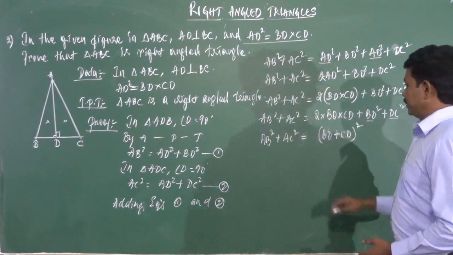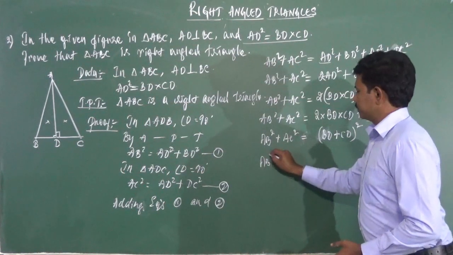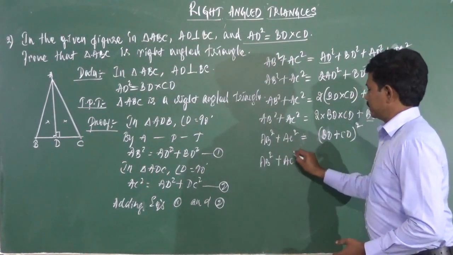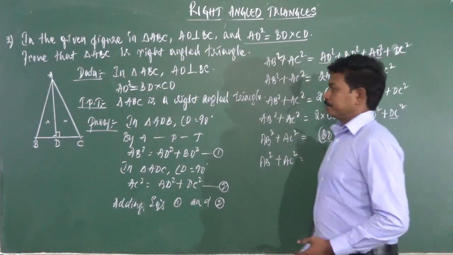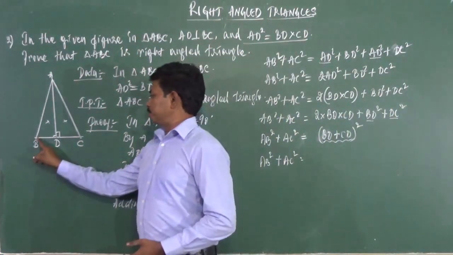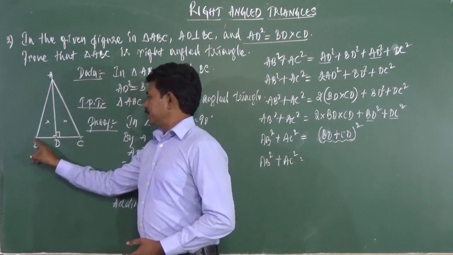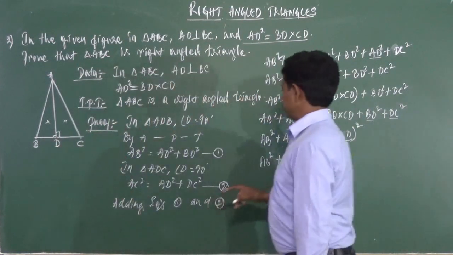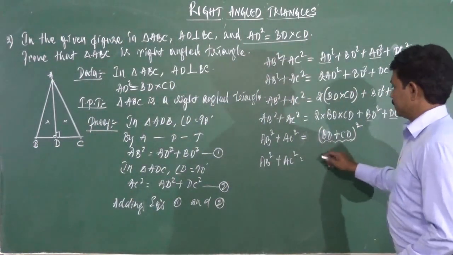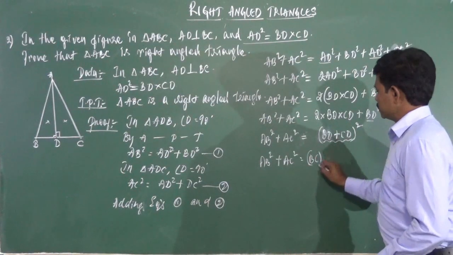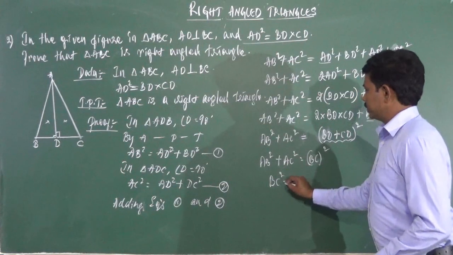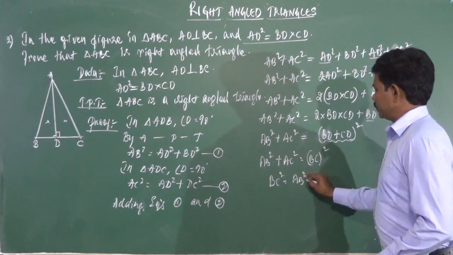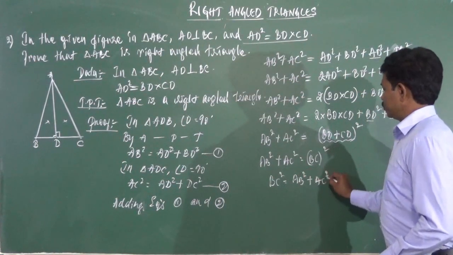This is the format here. So AB square plus AC square is equal to, from the figure, let us see what BD plus CD is. From the figure, BD plus CD is BC. So instead of BD plus CD I can write BC whole square. So when squared, this becomes BC square is equal to AB square plus AC square.